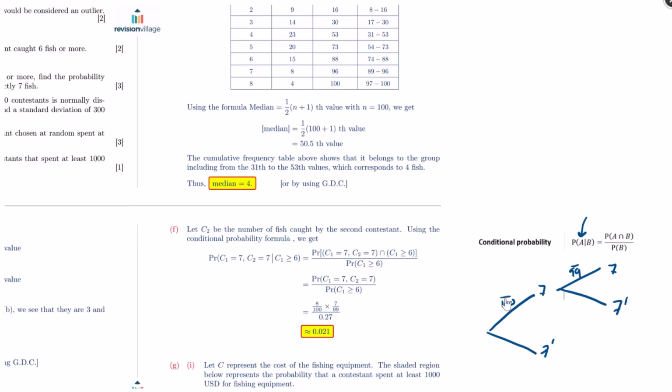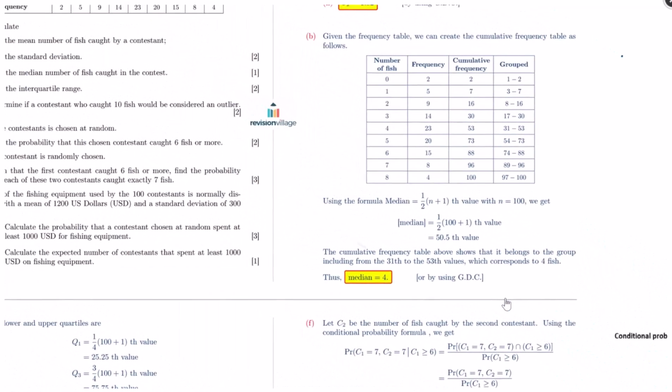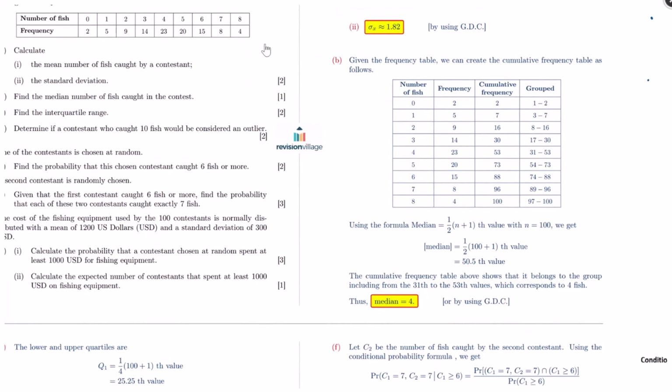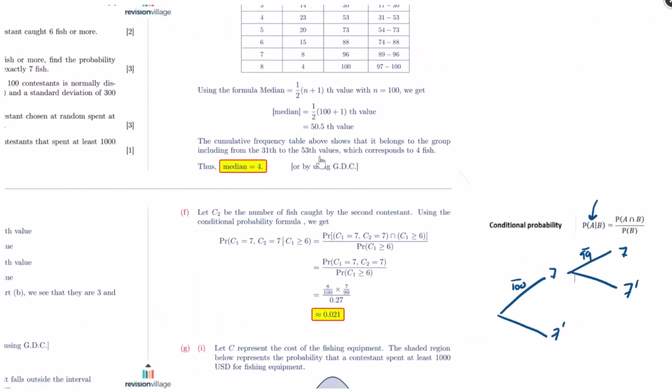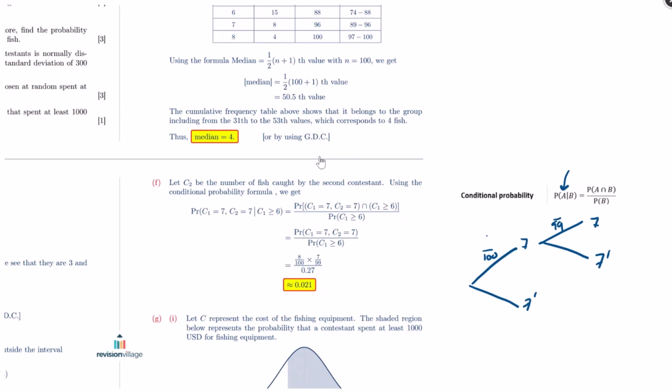Now let's just check how many people caught 7. There were 8 contestants that caught 7 fish. So the first contestant will have a probability of 8 out of 100. And then once that person has been taken away, there will be 7 contestants left that caught 7. So it's going to be 7 out of 99. And when you have a multi-stage probability event, you multiply up the branches. So that's where this numerator here comes from. 8 on 100, which is the first contestant, multiplied by 7 on 99, which is the second contestant. And then we do that division.